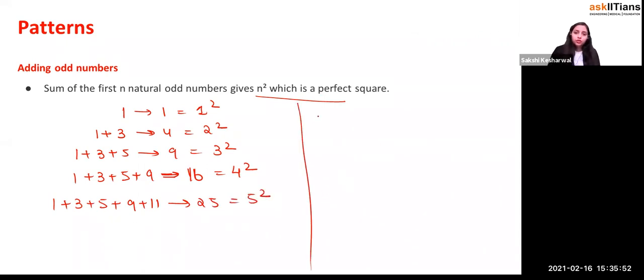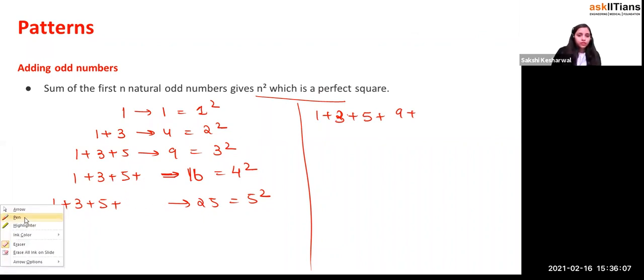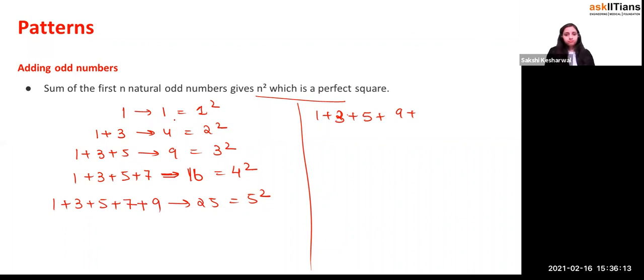So if I ask you the question, like 1 plus 3 plus 5 plus... sorry, oh my goodness, I missed 7. After 5 you cannot get 9, my bad. So this is 7, then 7 plus 9.